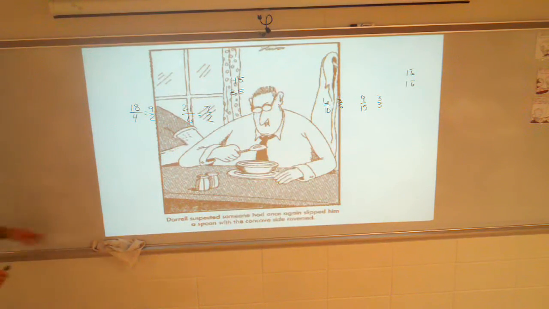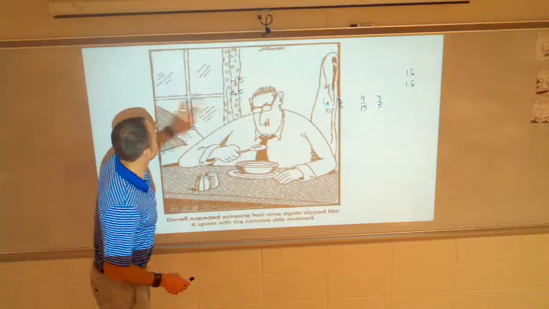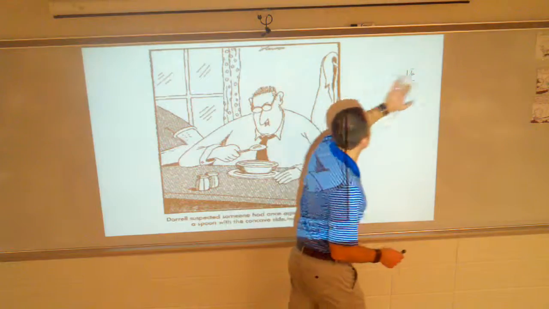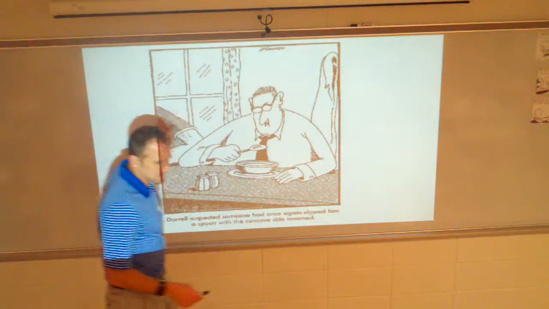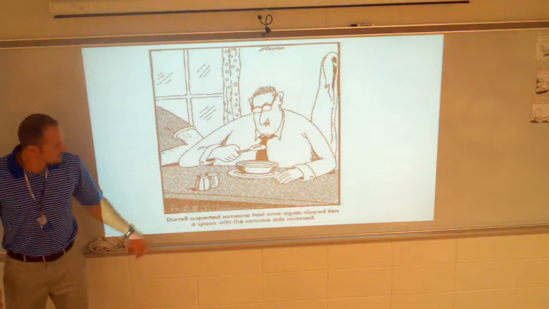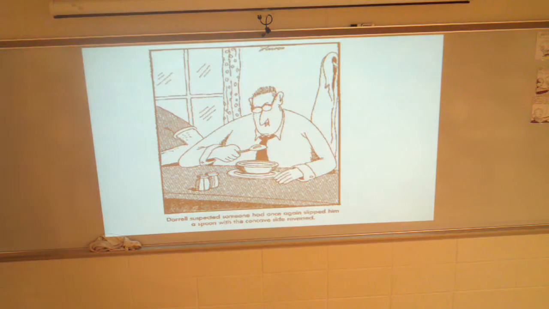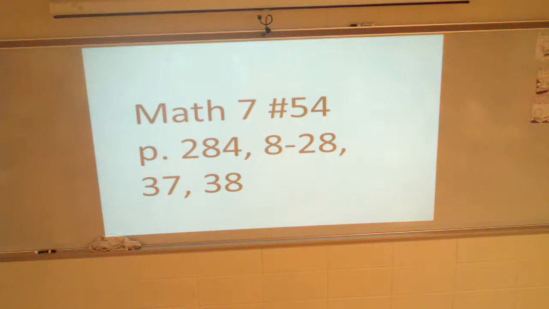I've got a comic for you. This is bullying at its worst. Cafeteria bullying. Daryl suspected someone had once again slipped him a spoon with the concave side reversed. They gave him one of those trick spoons. Backwards. Are you supposed to eat anything with a backwards spoon? I don't know. Flip it over? No. Don't say that to him. He's still trying to figure it out.